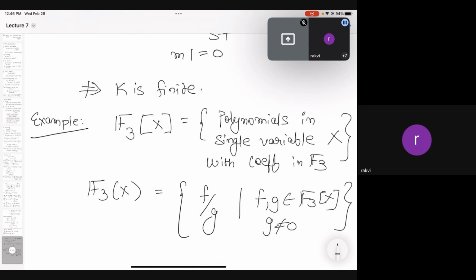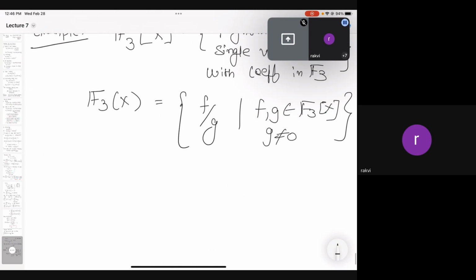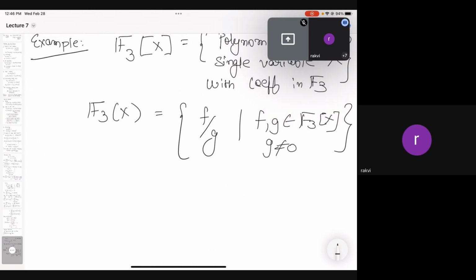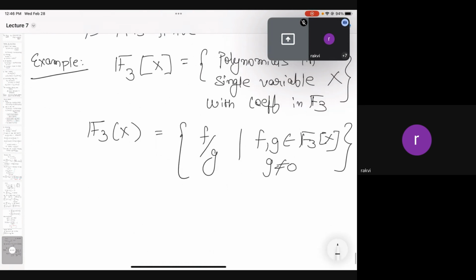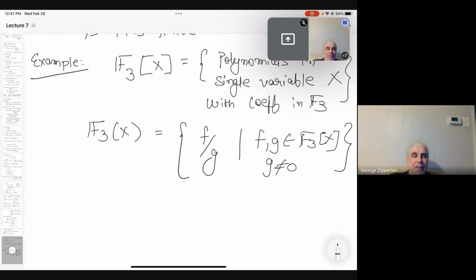Now this is a field, and it has characteristic 3 because all the coefficients are coming from F3. If you take any polynomial and take 3 times that, it's going to be 0. But it's not finite, it is infinite. That's what I was thinking of.